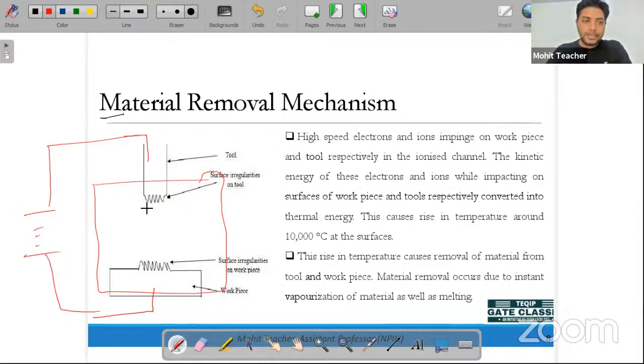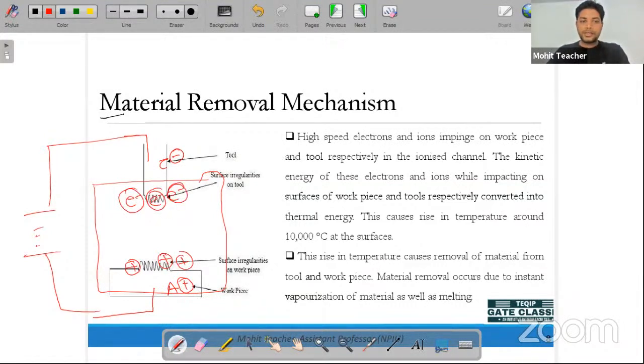Now this gap is generally not as large as it appears here, it is very minute. We are connecting this tool to the negative side, the cathode, and the workpiece to the positive side, the anode. Once the potential difference is created and it reaches the steady state condition, immediately the positive ions start releasing from the workpiece surface, and negative ions, meaning electrons, start releasing from the cathode side.